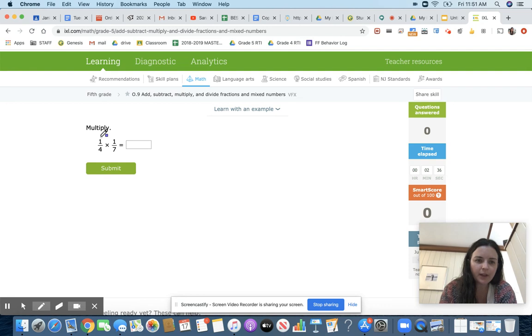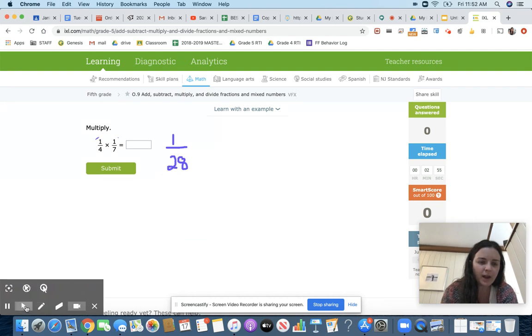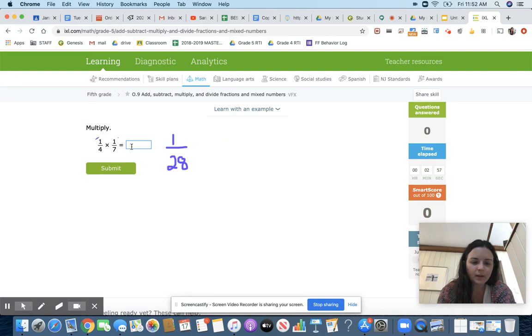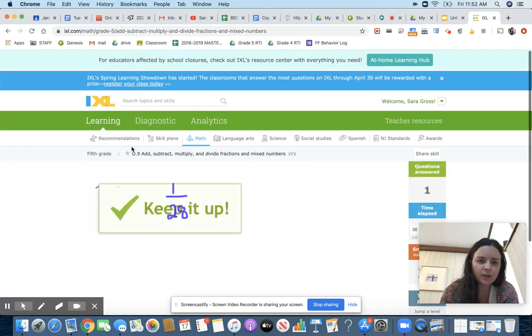So looking at this, I cannot cross cancel anywhere because I don't have any common factors for 1 and 7 or 1 and 4. So this one is simple. I'm just going to multiply across. Okay. 1 times 1 is 1. 4 times 7 is 28. And how you would write that on IXL is 1 and then the slash mark 28.